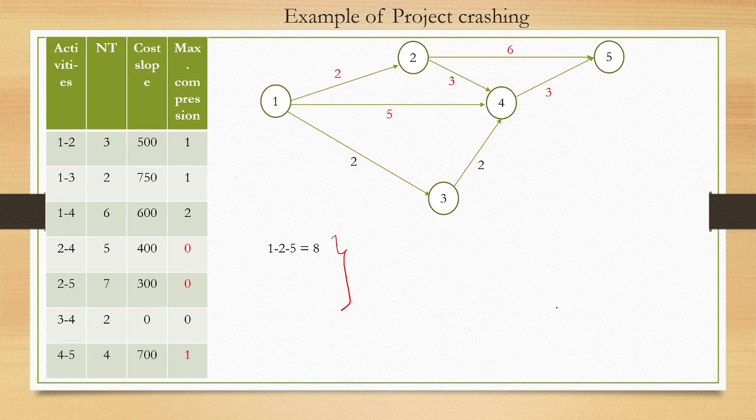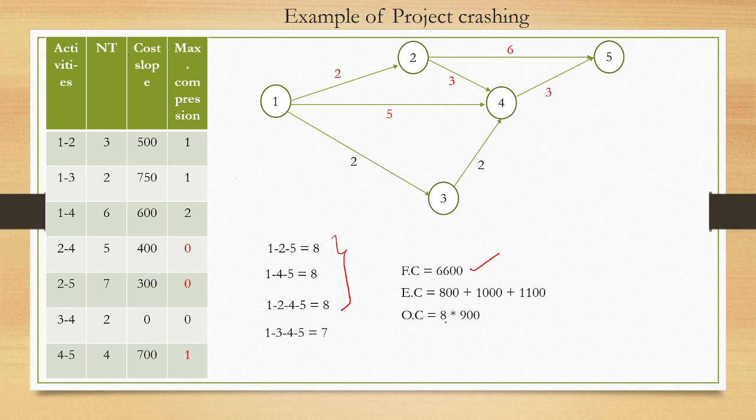So here our fixed cost is 6600, which is the sum of all the normal costs, extra cost 800 plus 1000 plus 1100, and already in the question it was given overhead cost, which was 900 per day. So now the project duration is 8, so 900 into 8. So when you calculate the total cost, it is 16,700. I guess you have understood why we do this project crashing and how to reduce the project duration. Okay, we will see some more examples in the next video.